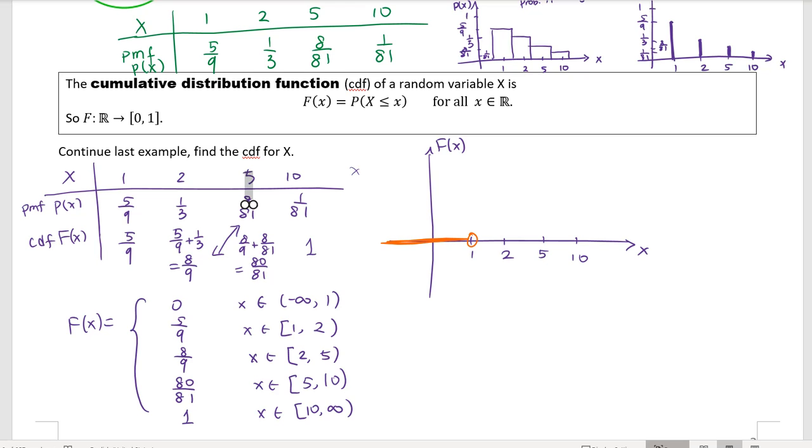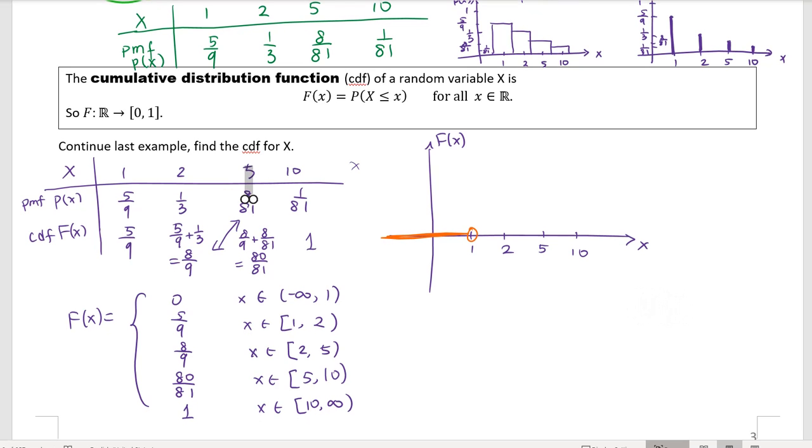And then from 1 to 2, we get 5/9. So include this point and exclude this point. And then we get 8/9. And then we get 80/81. And when x is greater or equal to 10, we just get 1. So this is the graph of the CDF.